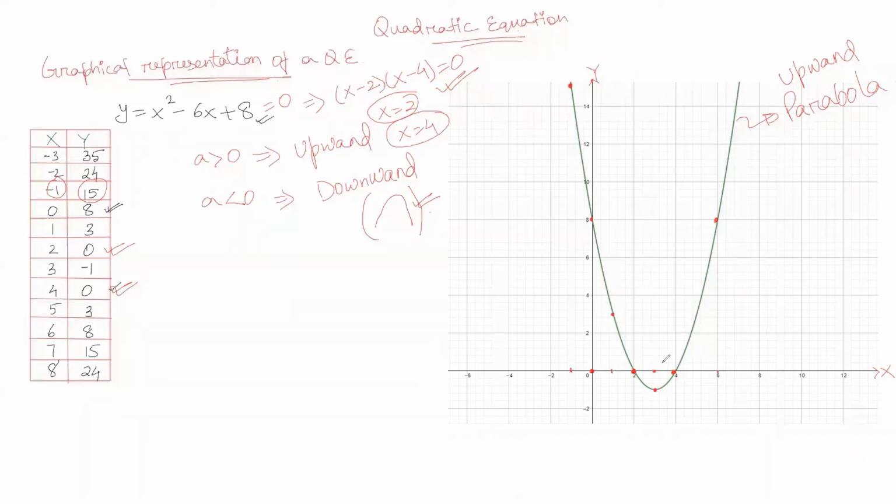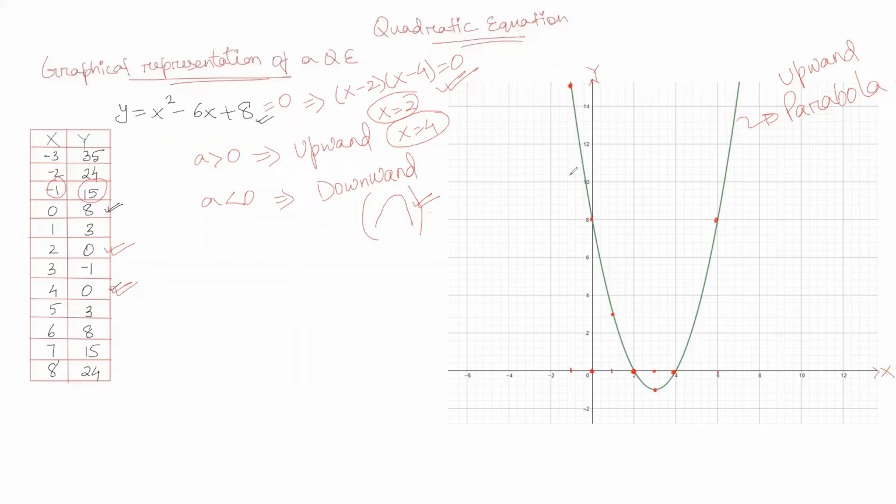And from the graph, we can see that x equal to 2 and x equal to 4 are the points where the graph crosses the x-axis. So the roots of a quadratic equation are nothing but the points at which the curve crosses the x-axis.